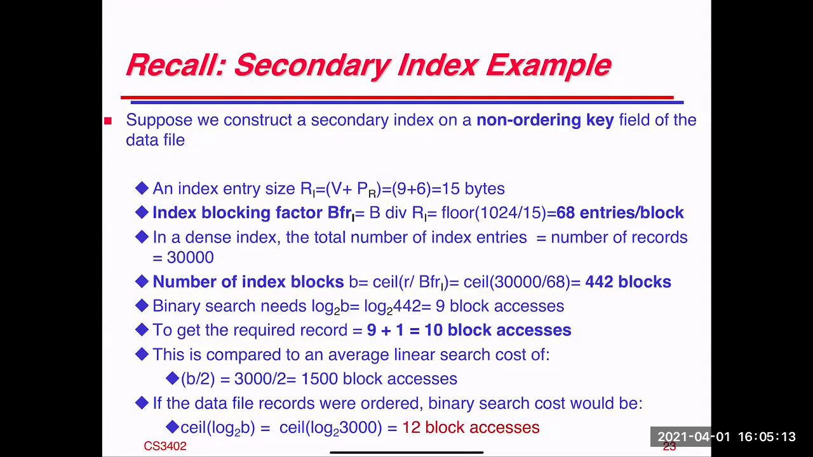We looked at this example for this secondary index, the one where we had a non-ordering key field. We calculated the index blocking factor last time, meaning how many index entries I can fit into a single disk block, and that was 68. So I can fit 68 index entries into a disk block. Also, the number of index blocks that I need to store the entire index file is 442 blocks. That was significantly less than the number of blocks that I need to store the data file.